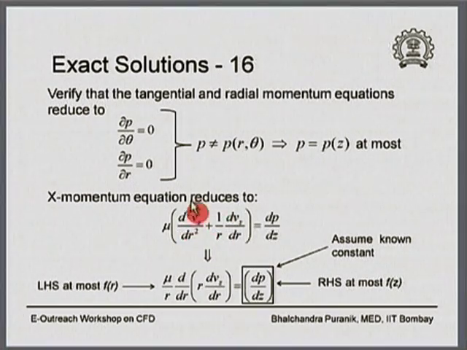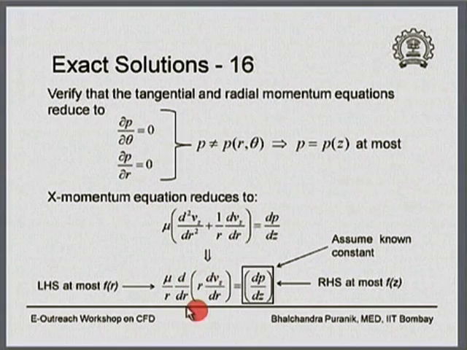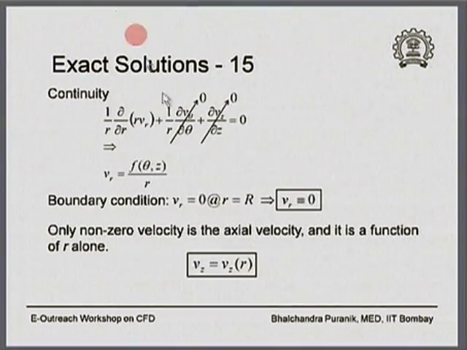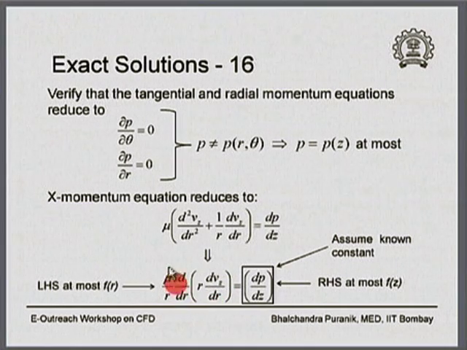This is what was written on the step before. So, I have just rewritten the left hand side in the form of this mu over r d dr of r dvz dr. The reason is because it is easier to integrate this than the way it is written here. Alright, but let us see what is happening. If you look at the left hand side, we had argued that axial velocity can be at most a function of r. The left hand side involves only r and the r derivatives of vz. So, the left hand side can be at most a function of r.